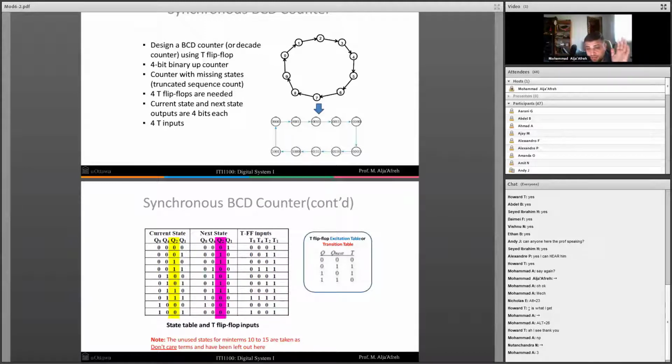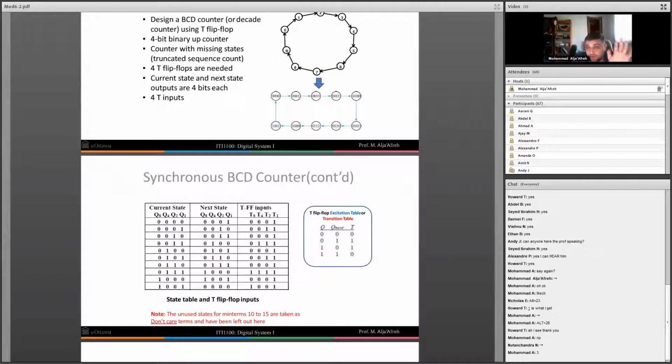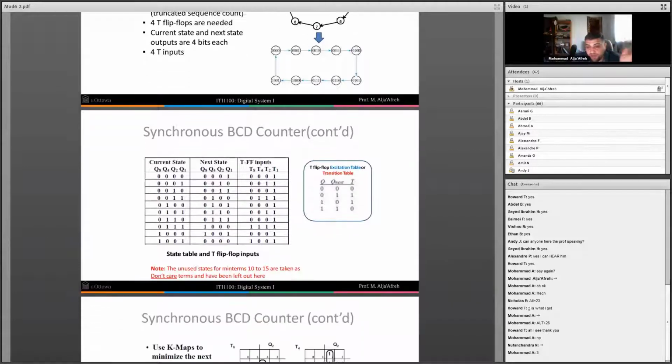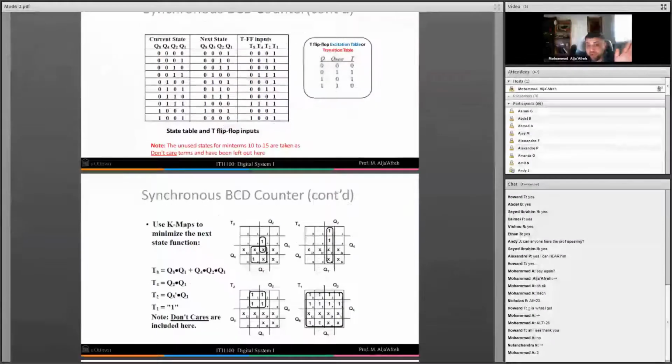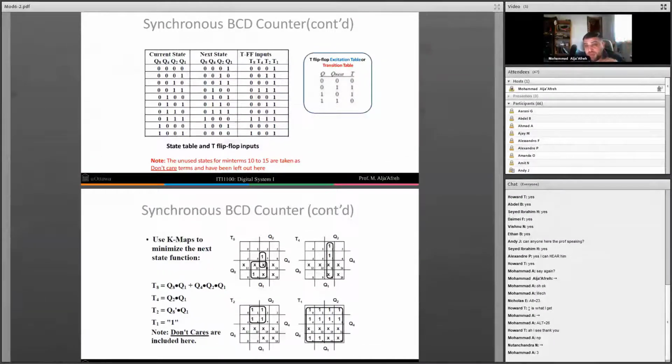Now, this state table is not fully written. At state 10, don't care. Next state, the input, don't care, and so on. After that, what we have to do is a Karnaugh map. We're going to have a 16-cell Karnaugh map because we have 4 inputs.